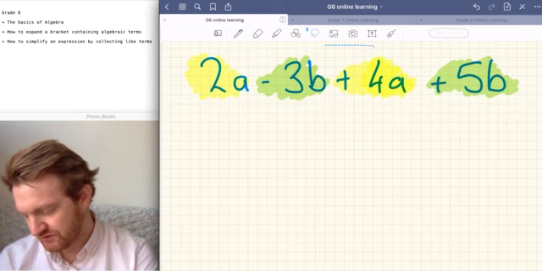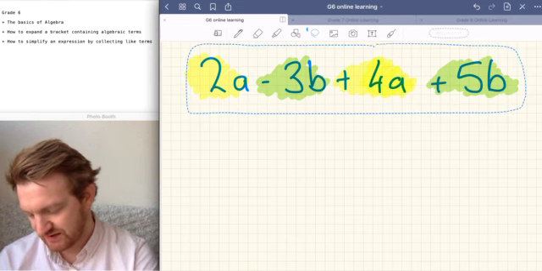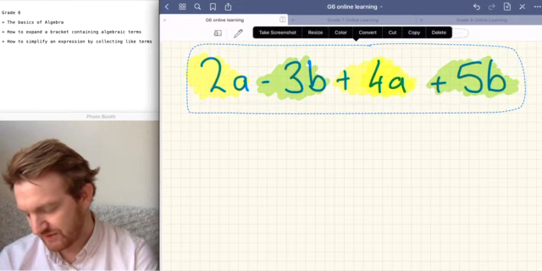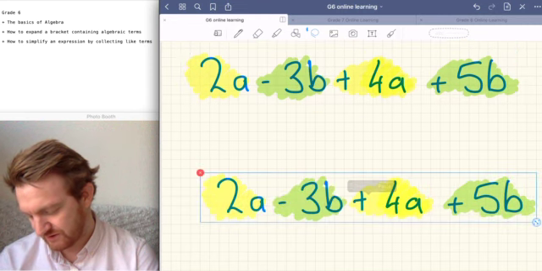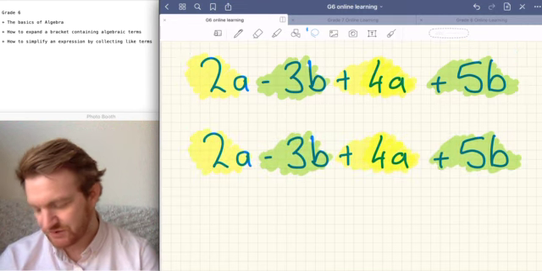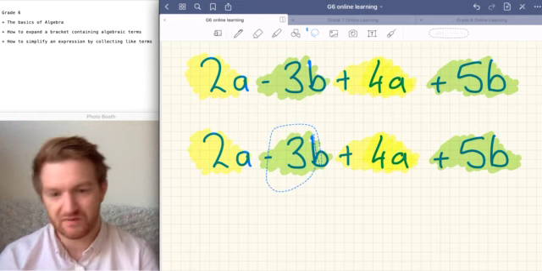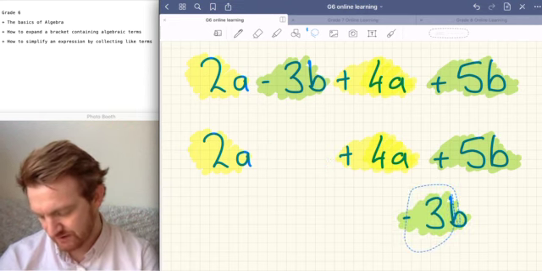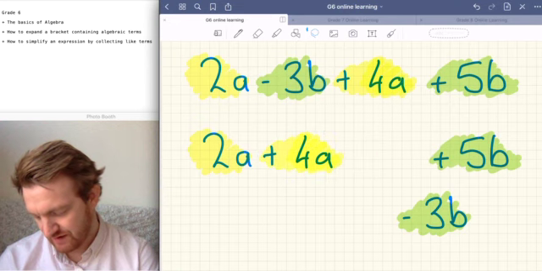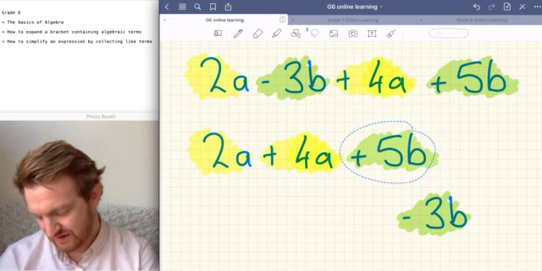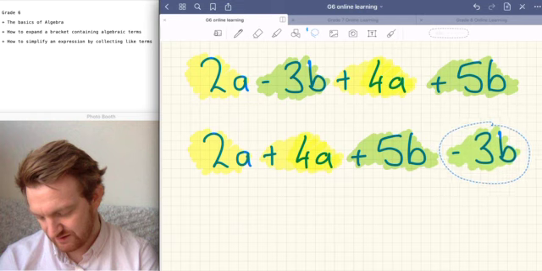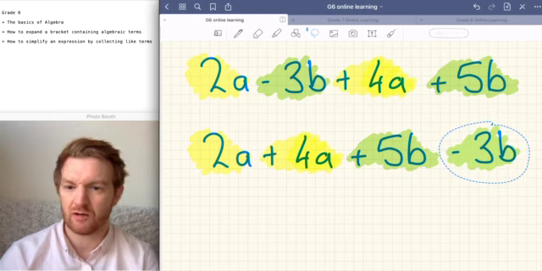Now, when we have algebraic terms, I've coloured them in. I'm just going to copy and paste them so you can see what I'm going to do here. If we want to, we can also move them around, as long as we keep the sign with the number. I can take this and move that over there, move that over here, maybe move that bit there and that bit here. They're like little building blocks, like Lego.